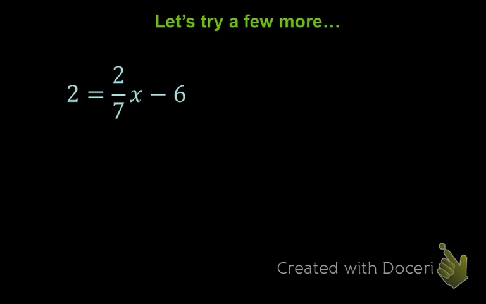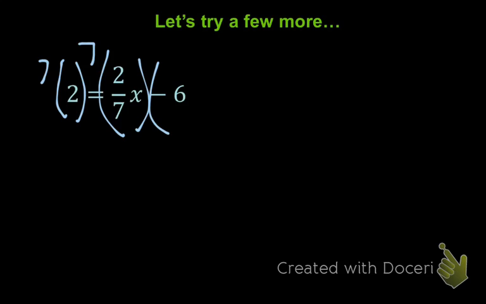So 2 equals 2/7x minus 6. So make sure you have this down in your notes. The first thing that we're going to look for is what is our common denominator so we can clear out that fraction. Well, I only see one denominator here of 7. So I'm going to multiply every single term by 7. 7 times 2 is 14, would equal.